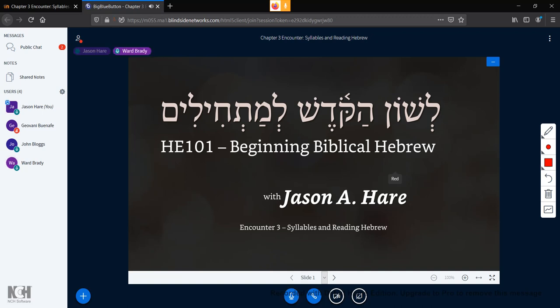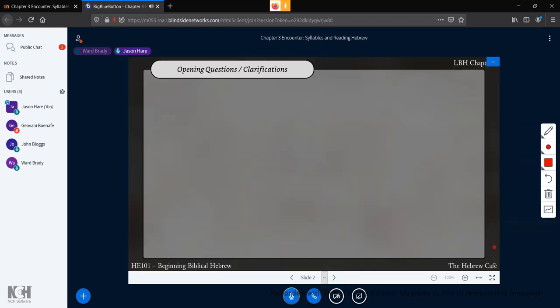I'm not sure this is a question you can directly answer, but the fact that the chirik and the kibbutz can be either long or short is kind of confusing. Okay. And we've got a whiteboard here. Let me see. Basically, let's think of an example. We learned this week about open and closed syllables, correct? So this is tav, pe, lamed, pe.